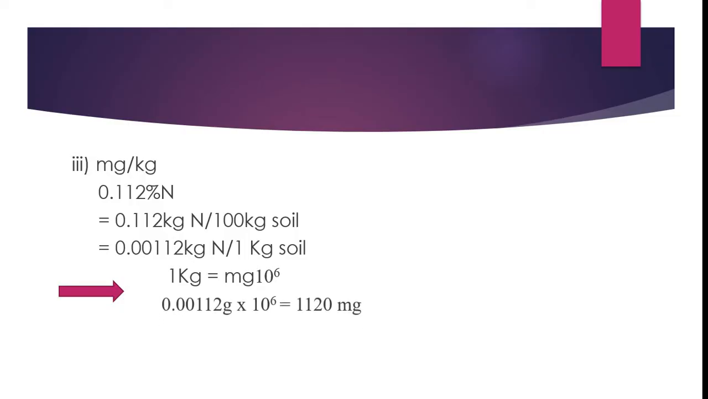Okay, so you're going to have this. So we are also getting 1120 milligrams. So the final answer becomes 1120 milligrams per kilogram nitrogen. Again, this implies that in every kilogram of soil, we have 1120 milligrams of nitrogen.